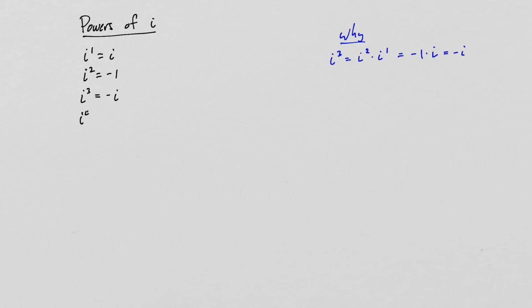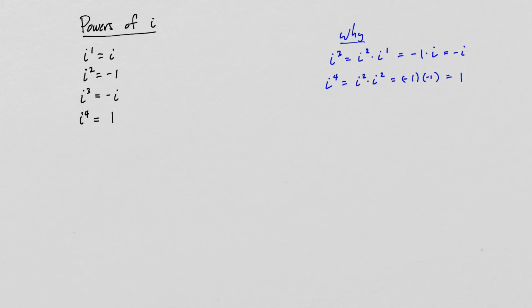What about i to the fourth power? Well, again, here it turns out that i to the fourth power is 1. And the reason why is because i to the fourth power can be thought of as i to the second power times i to the second power, which is negative 1 times negative 1, which is positive 1.